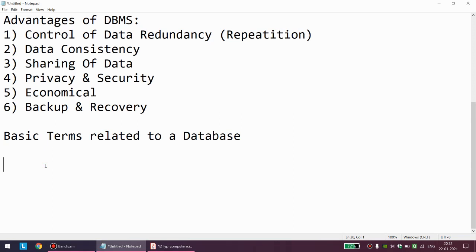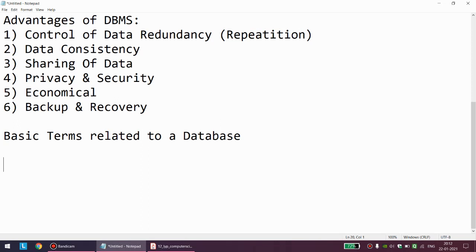So in the previous video we had a discussion about what is a database, its features, its advantages, why we need a database, and some examples of DBMS systems. In this video we will be discussing and elaborating what are the basic terms that you need to remember while you are working with SQL or a database management system.